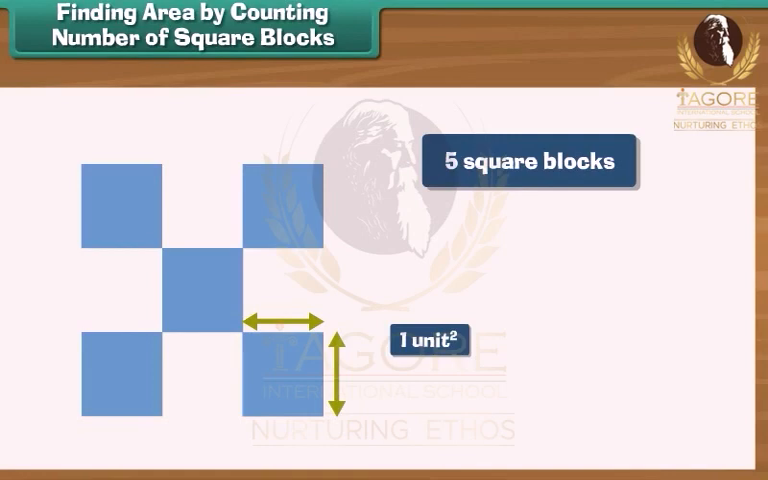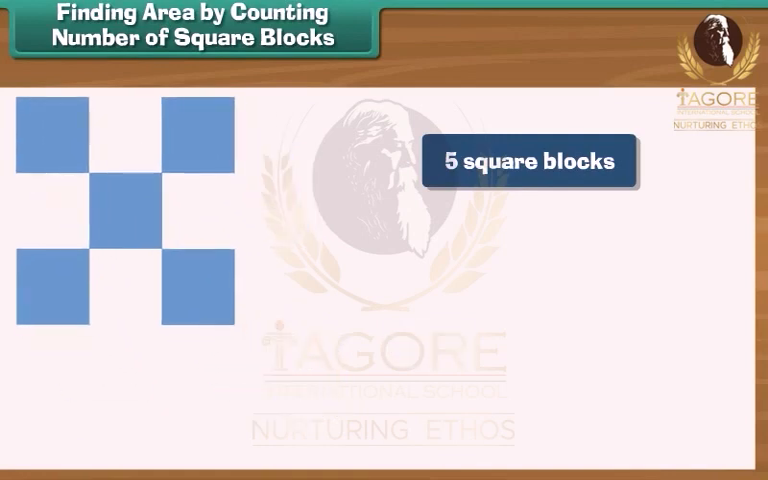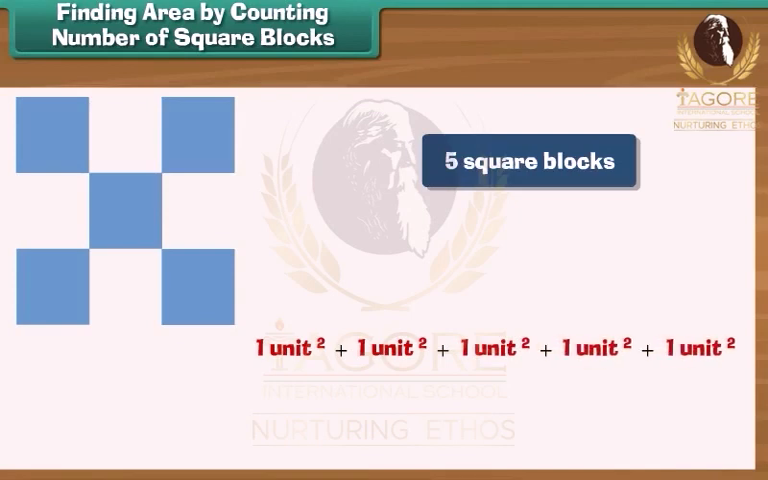So, the area of the complete figure of 5 square blocks, each of length 1 unit, is 1 unit square plus 1 unit square plus 1 unit square plus 1 unit square plus 1 unit square. It can also be written as 1 plus 1 plus 1 plus 1 plus 1, which is equal to 5 into 1, which equals 5 unit square.